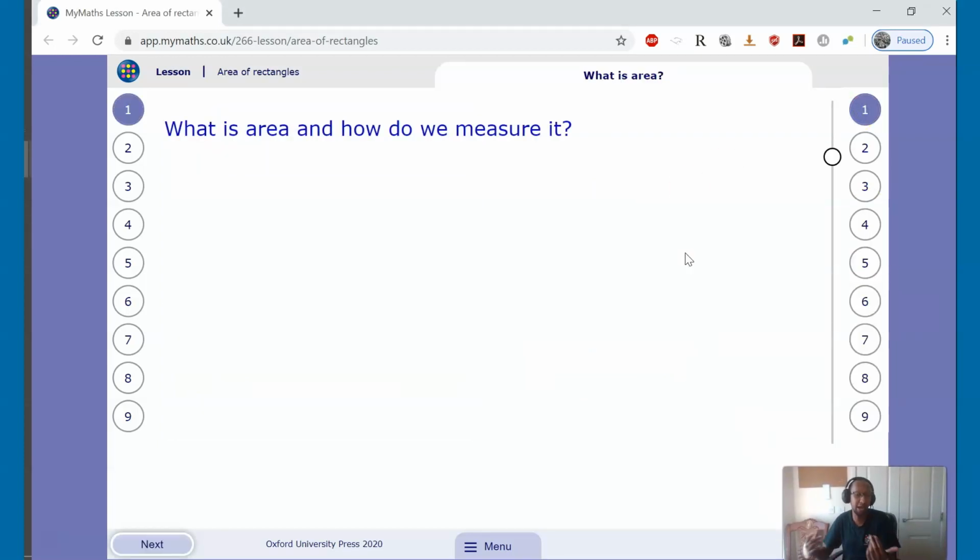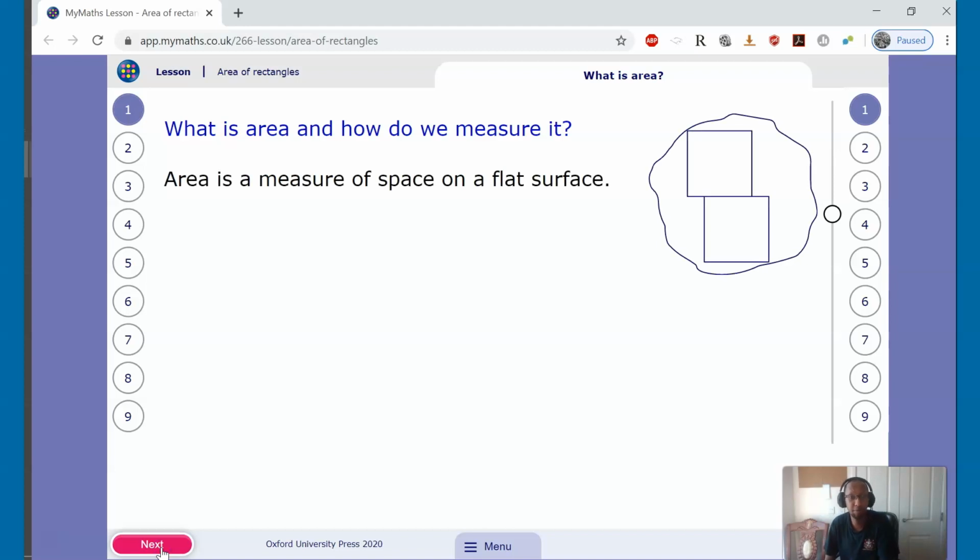So what is the area and how do we measure it? The area is a measure on a flat surface. For example, if I was to have this paper, even though it's three-dimensional, if we just look at this side of it, that would be the area, 2D. Whereas my coffee cup, that would be volume. It's only when we're looking at a flat surface that we use the word area.